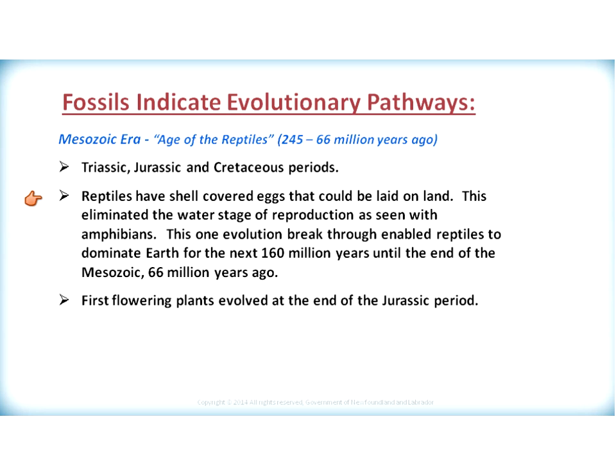During Mesozoic time, reptiles have shell-covered eggs that could be laid on land. This eliminated the water stage of reproduction, as seen with amphibians. It was perhaps the most advanced evolution that made reptiles be able to live on land permanently. This one evolution breakthrough enabled reptiles to dominate Earth for the next 160 million years, until the end of the Mesozoic, approximately 66 million years ago. We also see the first flowering plants evolve at the end of the Jurassic period.